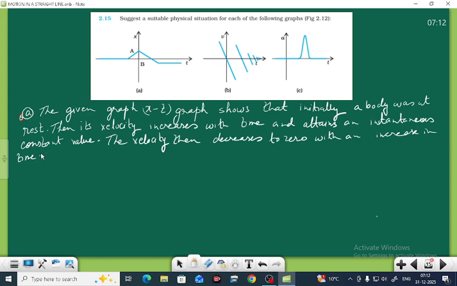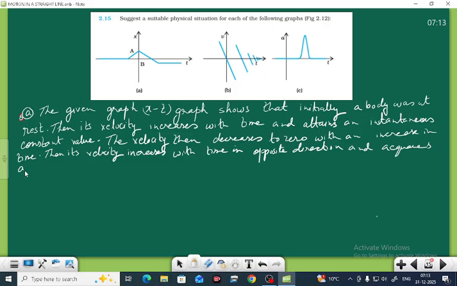Then its velocity increases with time in the opposite direction and acquires a constant value.